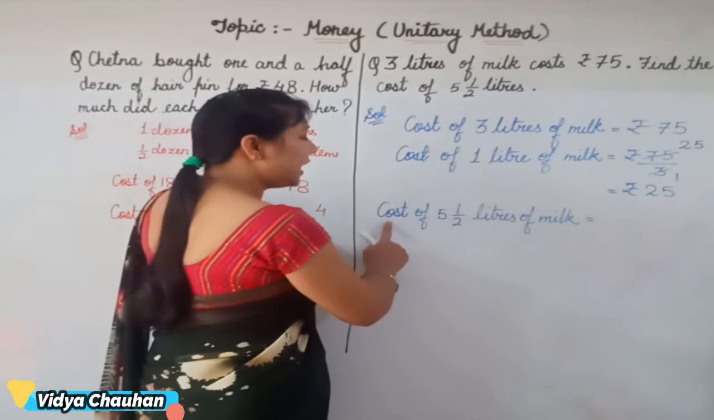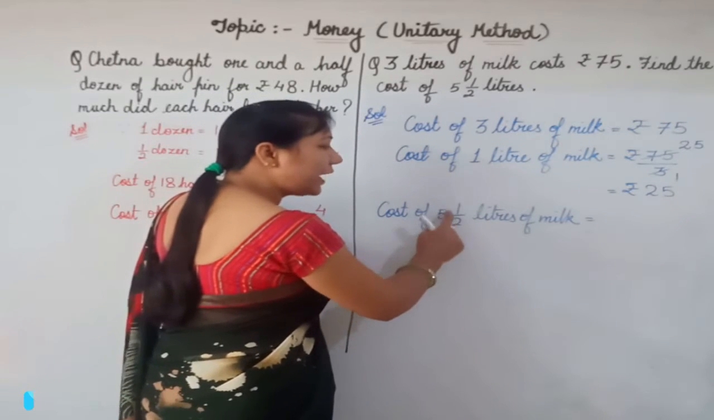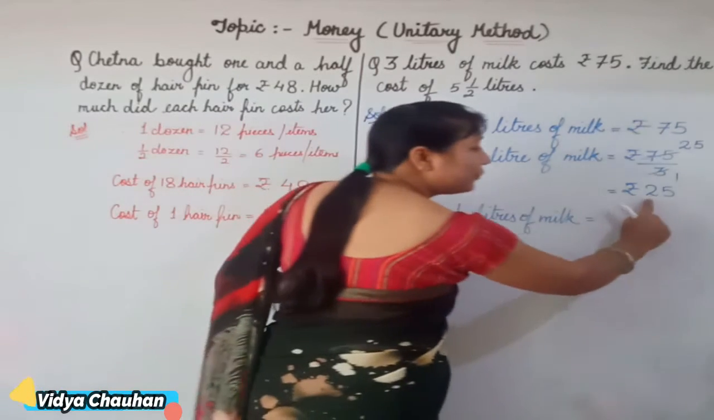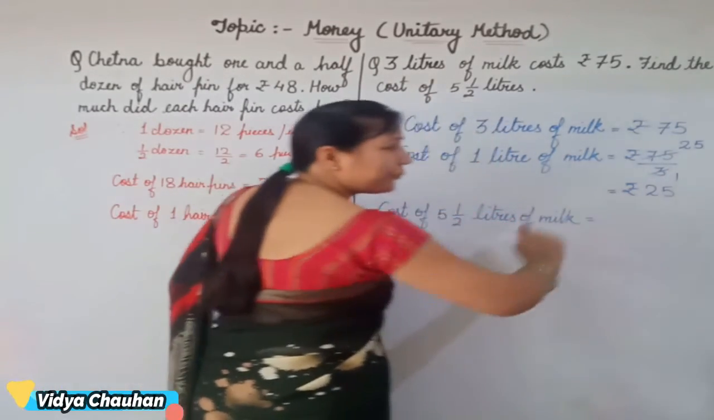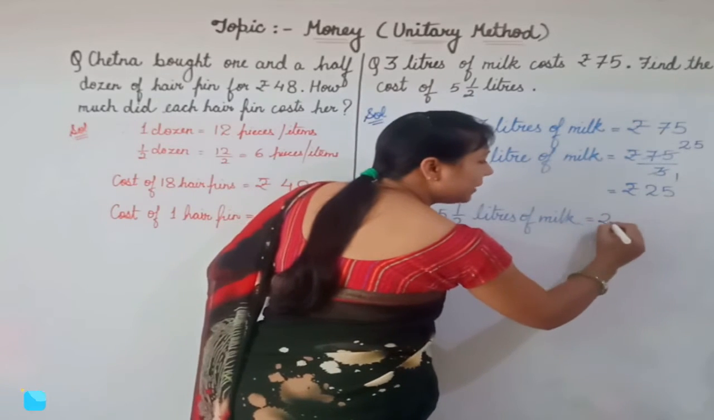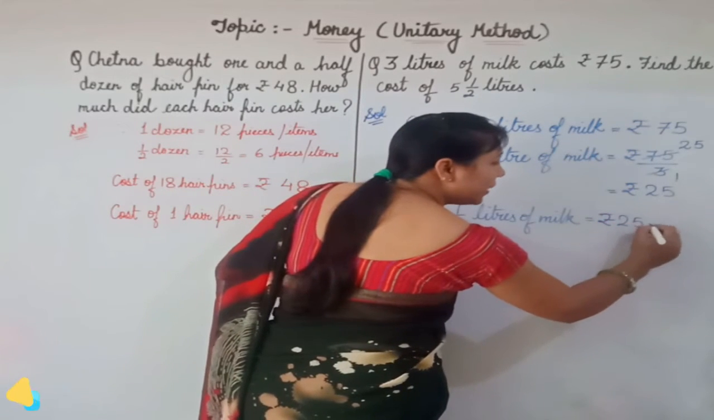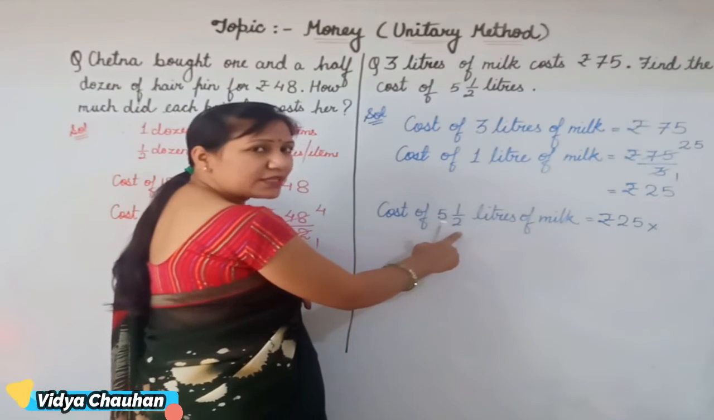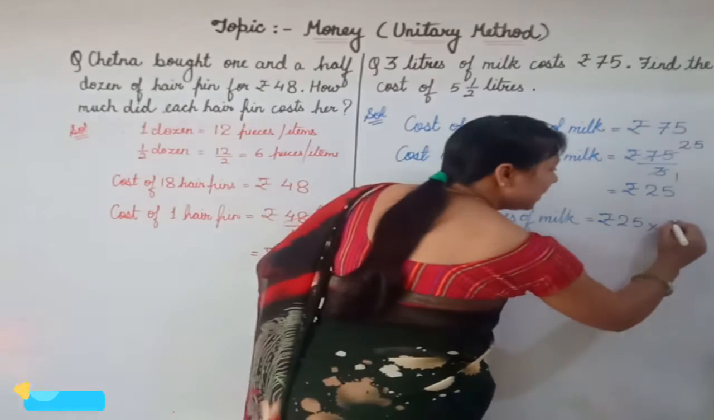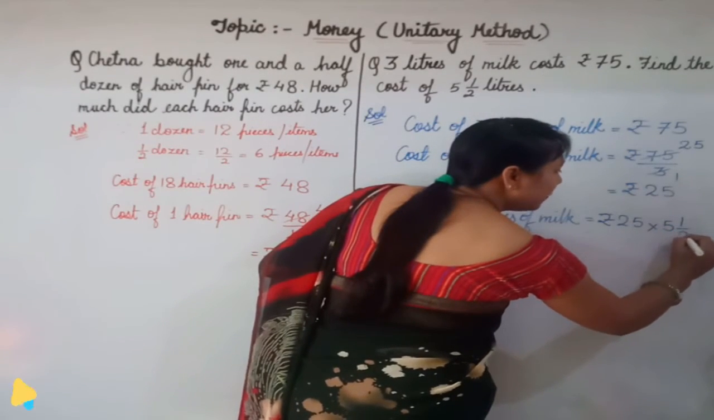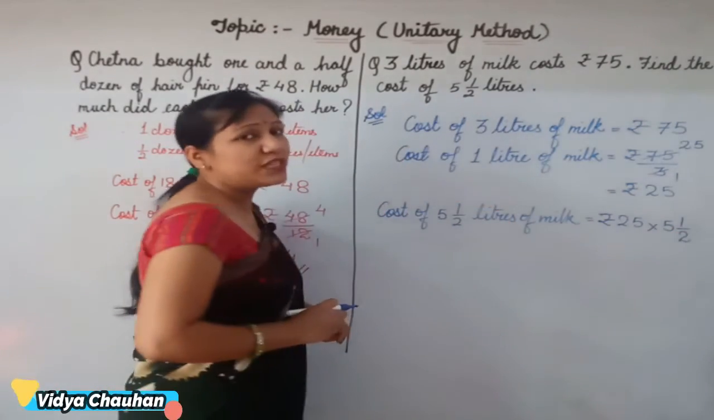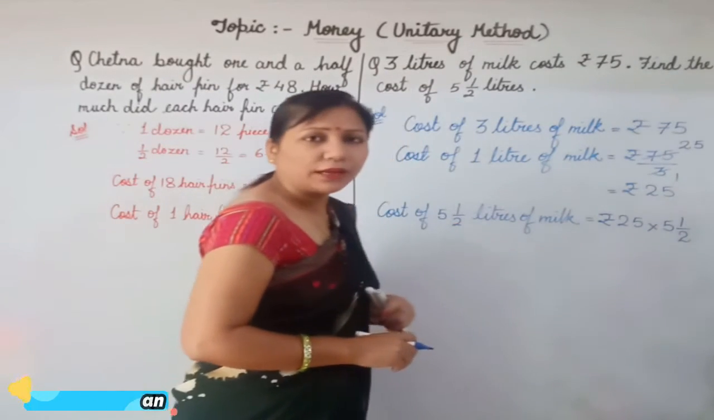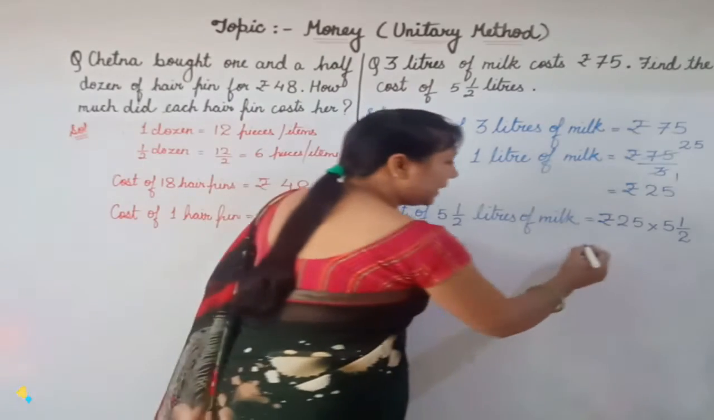Similarly here, since you have to find the cost of 5.5 liters of milk and the cost of 1 liter of milk is rupees 25, what you will do is multiply this rupees 25 with the amount of milk in liters given to us. So that is 25 multiplied by 5 1 upon 2, since you have to find the cost of 5.5 liters of milk. Let us do the multiplication.